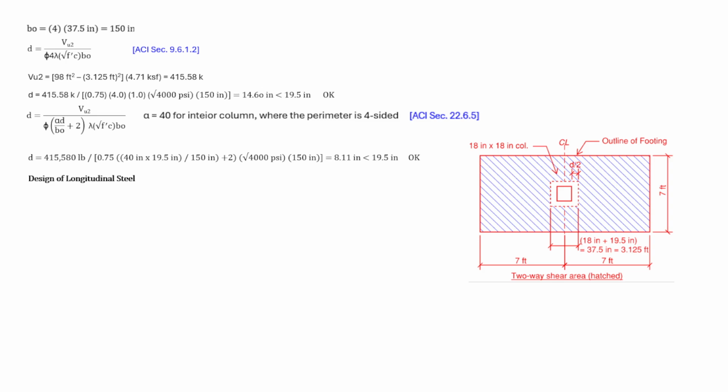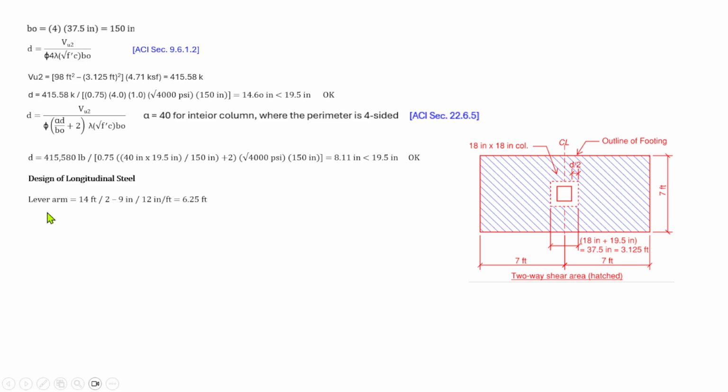Now the next one, we will calculate the longitudinal reinforcement, which runs from here going there. That is our primary reinforcement, because when we take the moment here, that is the biggest moment compared to the transverse moment here. So let's proceed to determine the longitudinal steel.